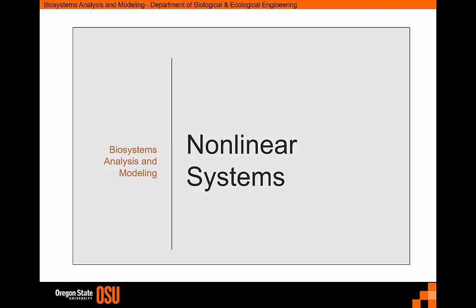Welcome back to the Biosystems Analysis and Modeling series. In the last module, we looked at some simple population models, exploring how to represent these conceptually and mathematically. In this module, we begin to explore systems consisting of more than one component. Typically, the systems we examine will be nonlinear, and we will explore the mathematical representation and analysis of these systems.